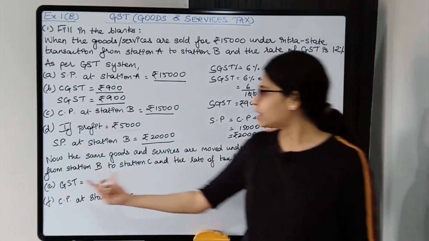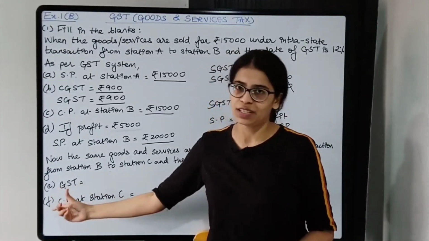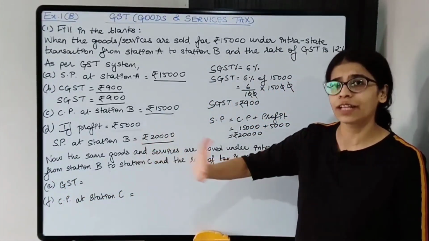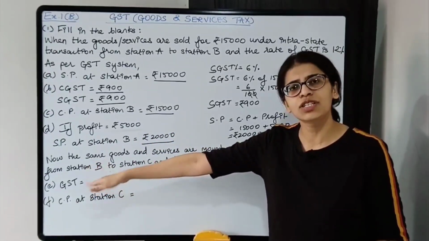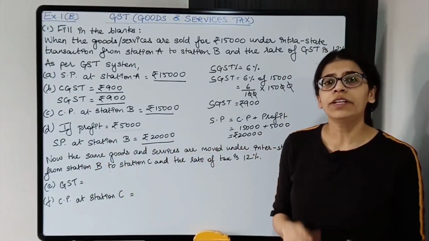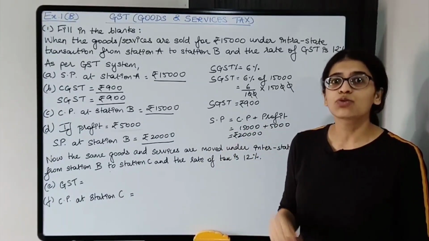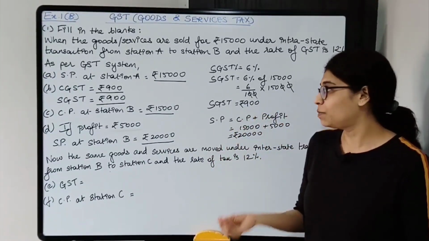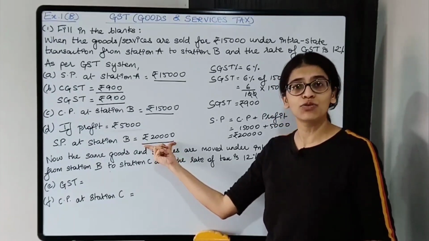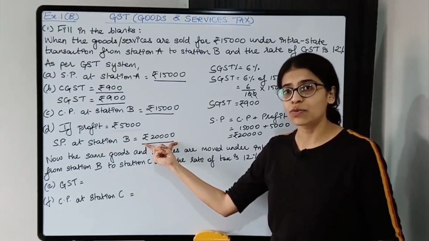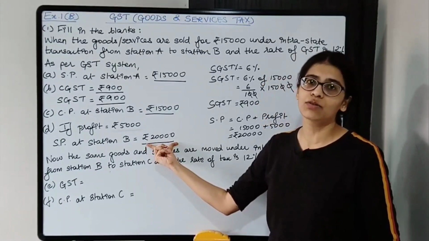Over here they have not given IGST, they have just given GST, so write it as it is. If they had not given it, you would have to write IGST, but they have already given GST, so let it be. Now it will be 12% on the selling price. So B is selling for how much? B is selling for 20,000 rupees. So you will calculate the GST, that is 12% on 20,000 rupees.